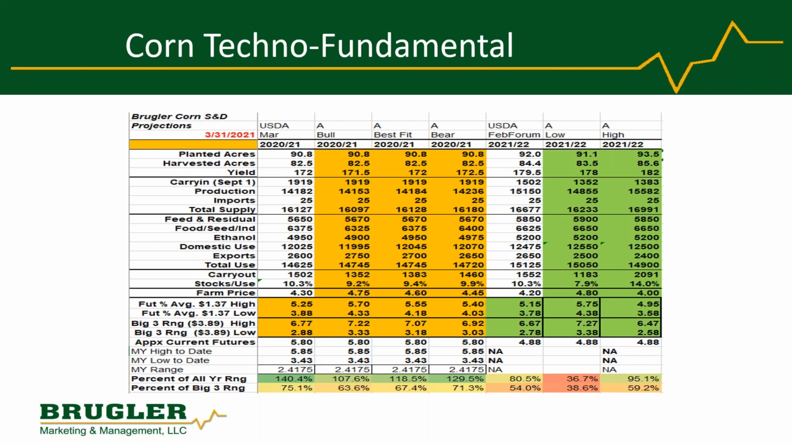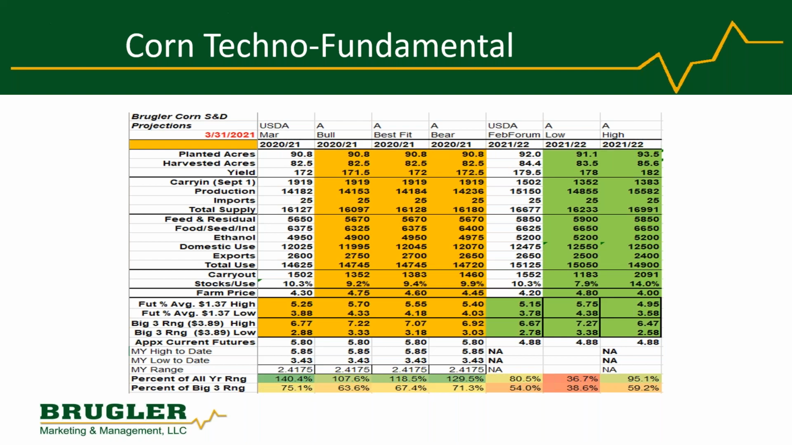One of our proprietary tools in this techno-fundamental forecasting is we take that cash price, we look at all the data since 1980 for futures trading over that marketing year. And the average, long-term average trading range in a marketing year is $1.37 for corn. Then we figured out where that cash average price falls within that range.